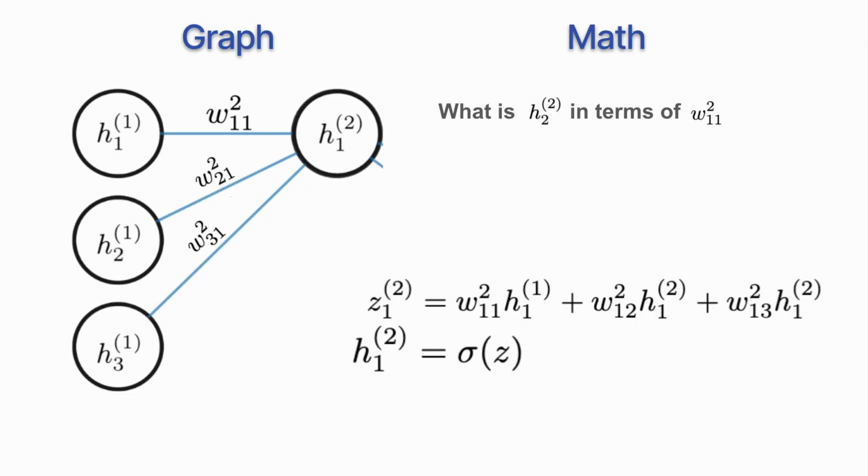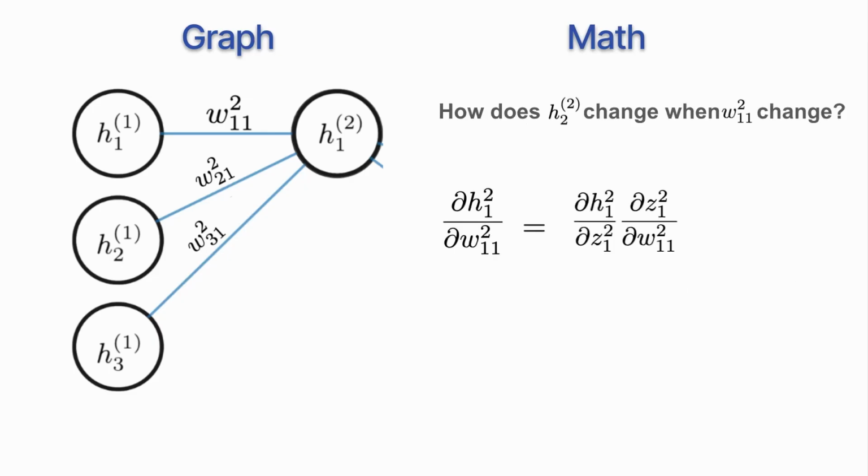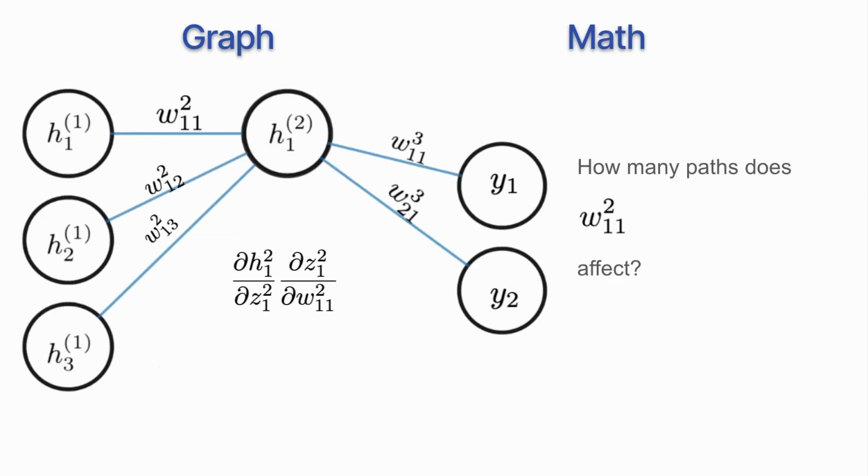Yeah, the partial derivative, then the derivative with respect to the weights. Okay. So again, you can kind of cancel it out to get the derivative of H2 with respect to this weight. Okay. Now, obviously, this weight affects multiple paths here.